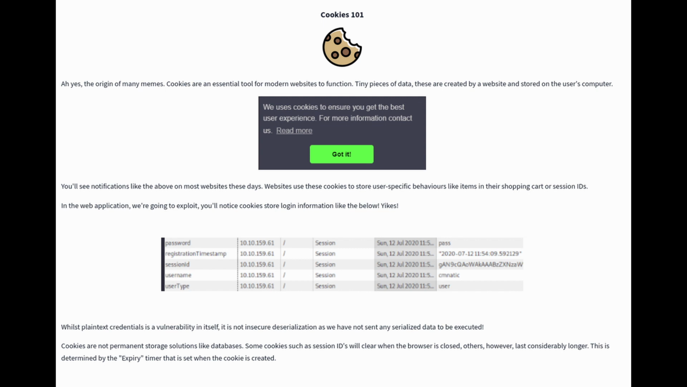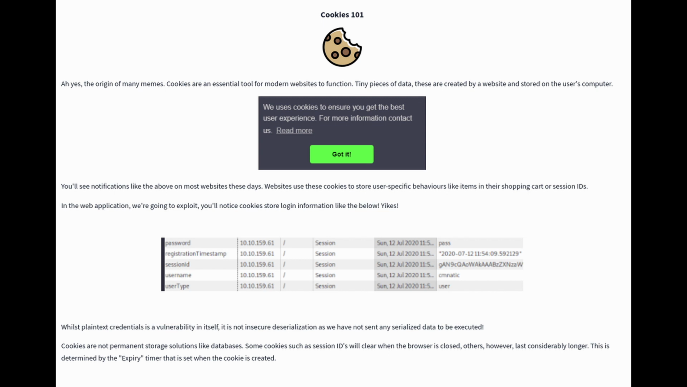Most of the time these cookies are stored in encrypted formats, but those which are not stored in encrypted formats are, we can say, quite vulnerable, and they can be hacked, to put it simply. But they are not permanent storage. You must remember this. They are not permanent storage solutions like databases.